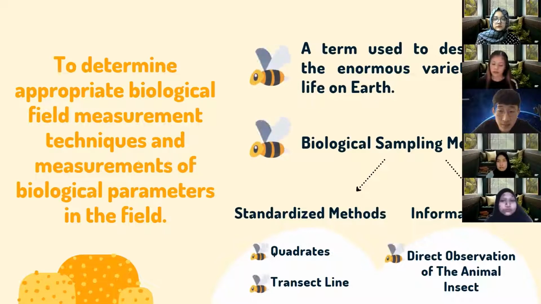There are two types of biological sampling methods. The first one is standardized methods, which are projects, transect length, capture, and release. The second one is informal methods, which are direct observation of the animal, insect, songs and vocalization, scat, tracks and trails, nests, scratching and rubbings, noise, and lastly logics.